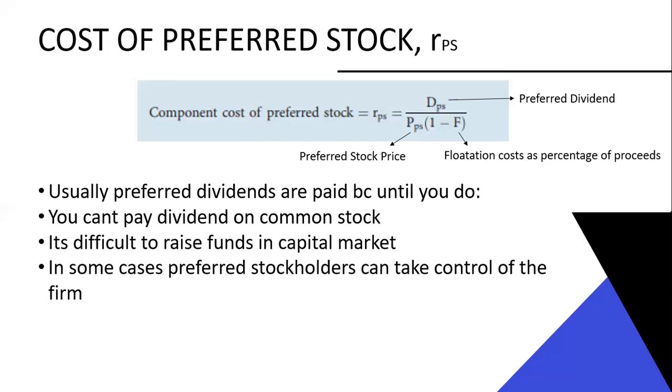And also it is difficult to raise funds in a capital market. Going into a capital market to raise funds is not a very easy thing to do. It requires a lot of additional money, time, energy, effort. So it's not necessarily the easiest thing to do. And also one thing to remember is that in some unique cases, preferred stockholders can actually take control of a firm. So these stockholders are not just the silent ones, but in some cases, they can actually take control of a firm. So again, if you are planning to issue preferred stock, these are just some things to really keep in mind.